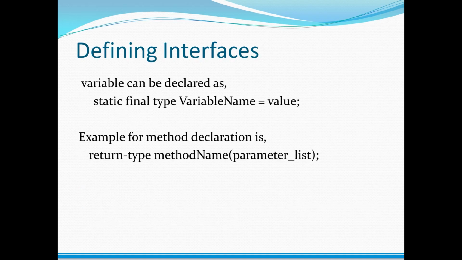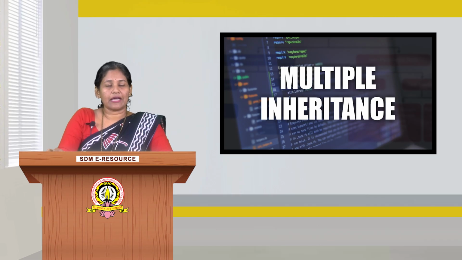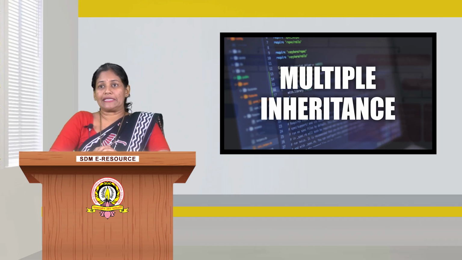So here a variable can be declared as static final, type, variable name is equal to value. It is clearly mentioned here that we cannot change the value of that data variable. So it is a constant. An example for method declaration is return type, method name and parameter list. Here we will declare only the list of methods.